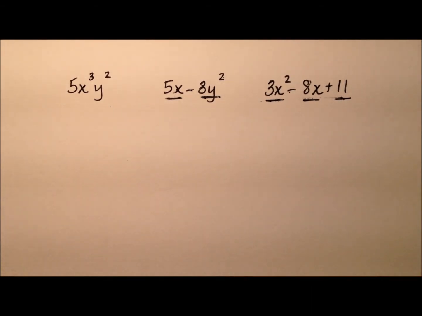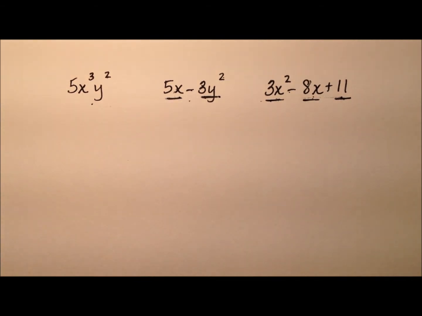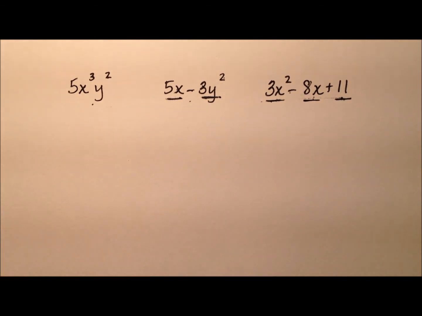So in general, a monomial, a binomial, and a trinomial are all polynomials, but they're special polynomials because of the number of terms they have. The monomial has one term, a binomial has two terms, and a trinomial has three terms.